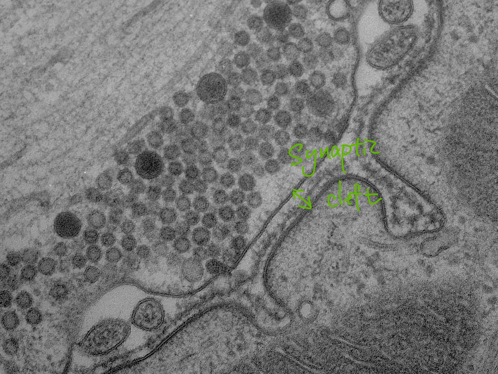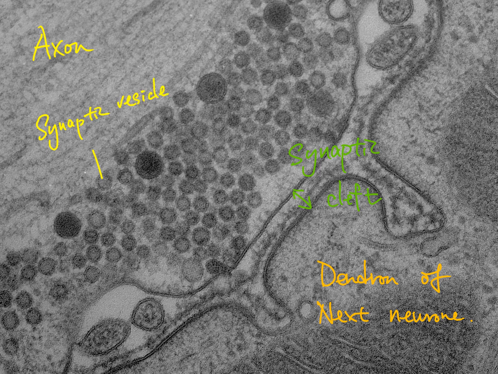In the following picture, can you identify which side is the axon, which side is the dendron of the next neuron? Give you 5 seconds to think. Alright, on the left side, this is the axon, while on the right side, this is the dendron of the next neuron. Why? This is because in the axon, you can clearly see the synaptic vesicles. There are many of them.